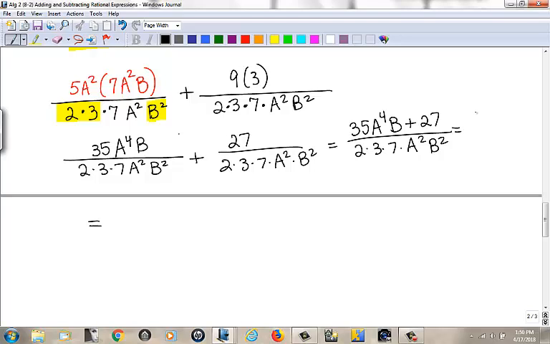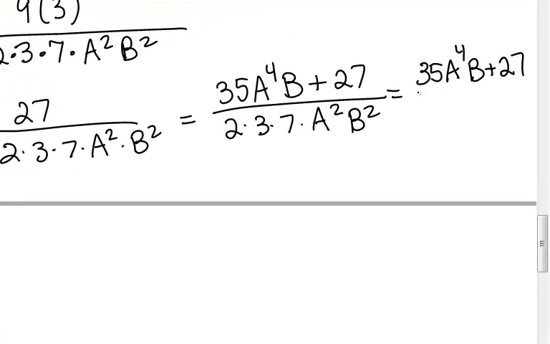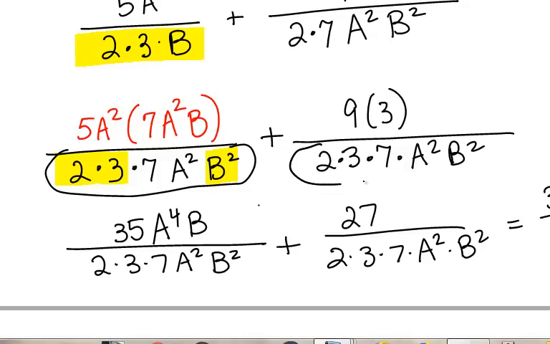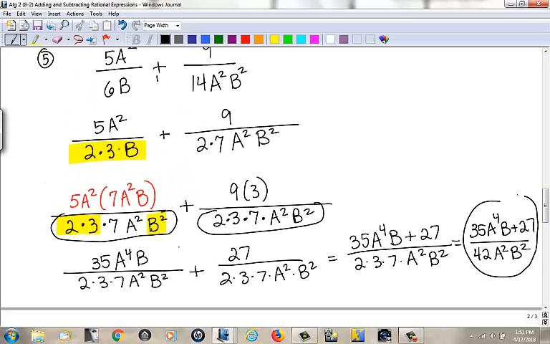Okay, now multiply out. So I always check that to see if there's anything I can reduce. So the top stays the same. 2 times 3 would be 6. 6 times 7, 42. A to the second, b to the second. Now, some people, and you have a choice, would write this as the 42 a to the second b, and this is the 42 a to the second b. But to me, it's easier to figure out what did you multiply by to get that denominator if it's in factored form. Okay? So this is your final answer.